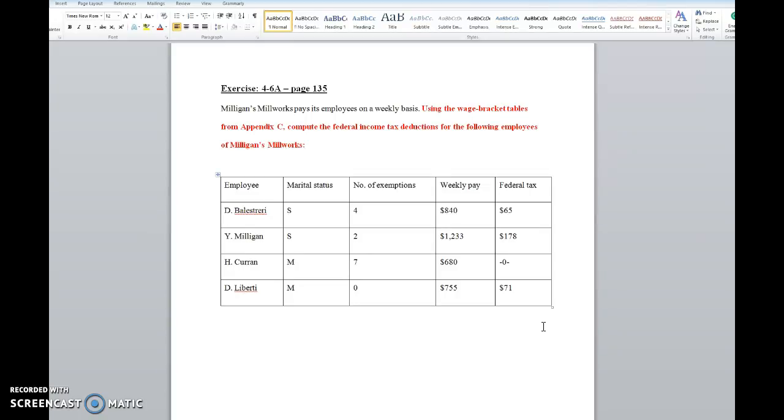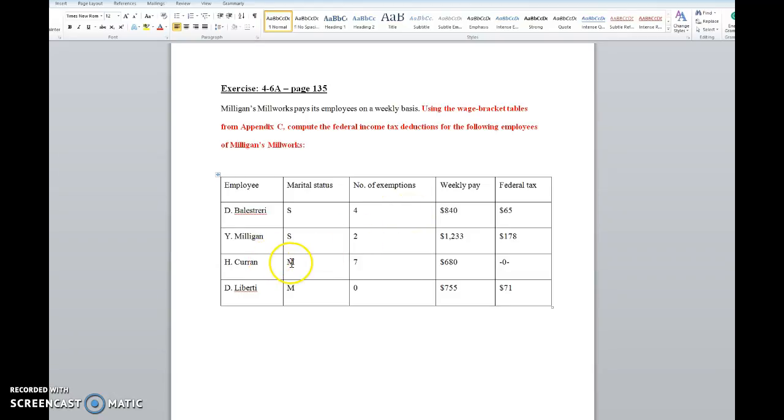So for the first employee, the marital status is single. They get paid weekly, and the number of exemptions is 4. His weekly pay is $840 with 4 exemptions. So his federal tax would be $65. The next employee is single, has 2 exemptions. Their weekly pay is $1,233. And his federal income tax would be $178.